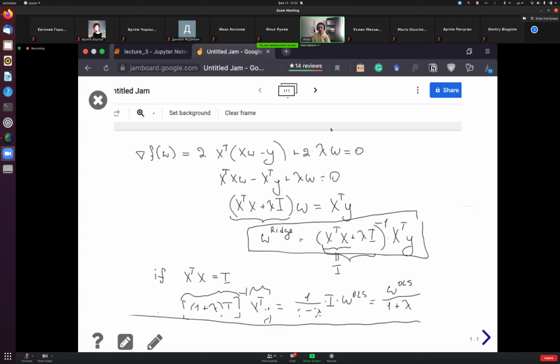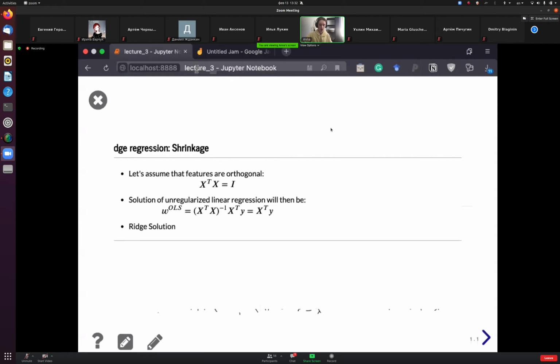If you remember, we said at the very beginning that we're only using lambda larger than 0. So this factor here is always larger than 1, so it is always a shrinkage operation.